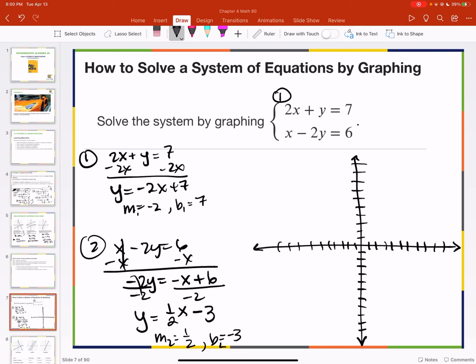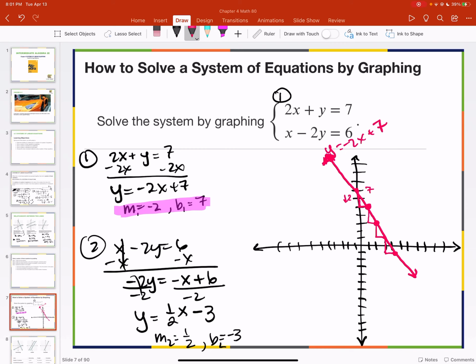All right, so the first one, we're starting with b equal to 7, so that's our starting point. 1, 2, 3, 4, 5, 6, 7. Okay, and then since the slope is -2, we go down 2 and to the right 1, down 2 and to the right 1, and so on. Okay, so this is the line right here. I did a little extra. This is y equals -2x plus 7.